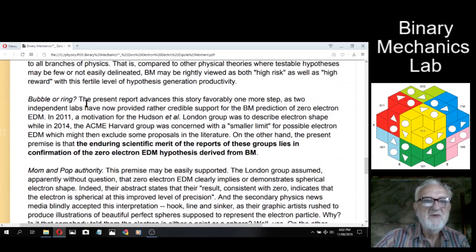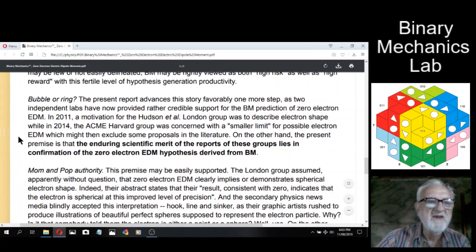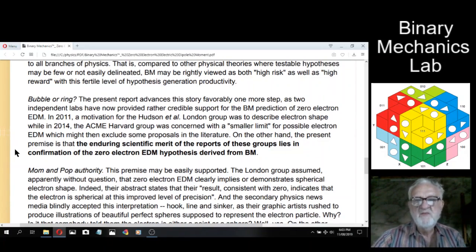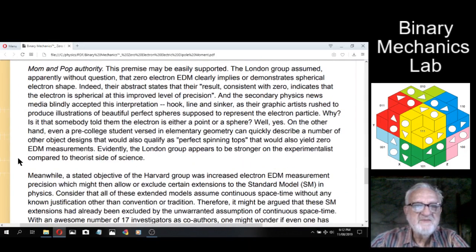A bubble or ring? The present report advances this story favorably one more step, as two independent labs have now provided rather credible support for the binary mechanical prediction of zero electron EDM. In 2011, a motivation for the Hudson et al. London group was to describe electron shape, while in 2014, the ACME Harvard group was concerned with a smaller limit, quote unquote, for possible electron EDM, which might then exclude some proposals in the literature. On the other hand, the present premise is that the enduring scientific merit of the reports of these groups lies in the confirmation of the zero electron EDM hypothesis derived from the binary mechanical model of space. This premise may be easily supported.